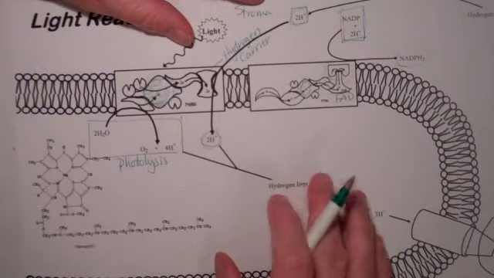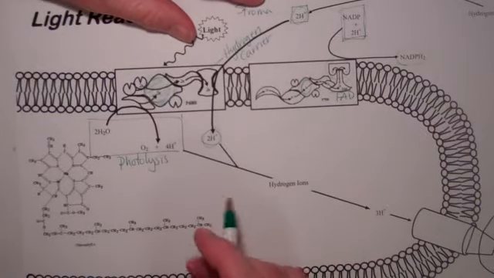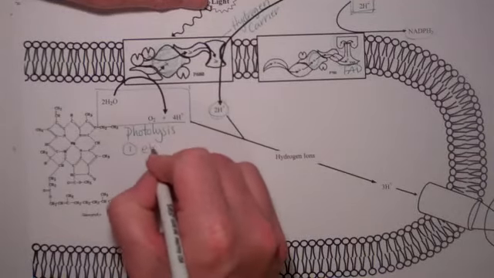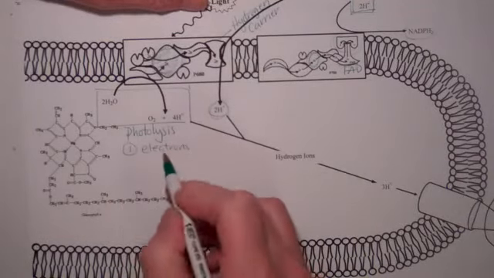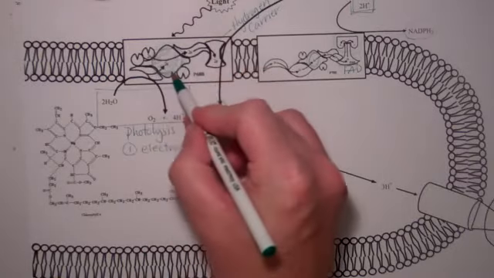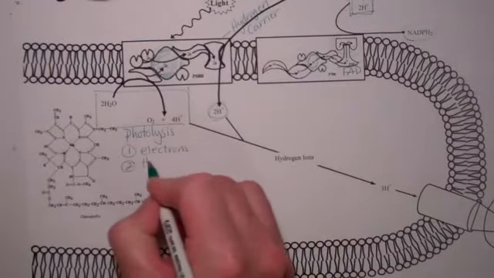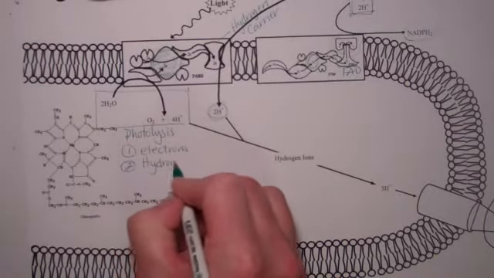Basically, the water is split into three different pieces. Those three different pieces are: 1, electrons. And again, those electrons are going to be used to replace the electrons lost in chlorophyll A. It is also broken into hydrogen ions or protons.